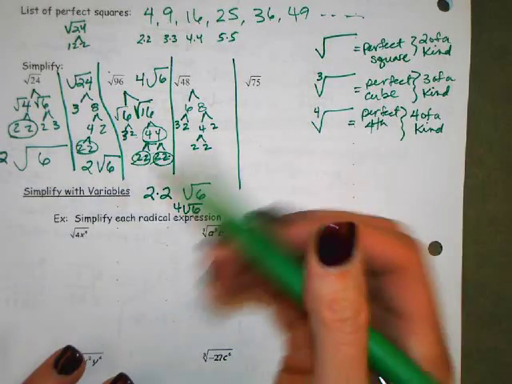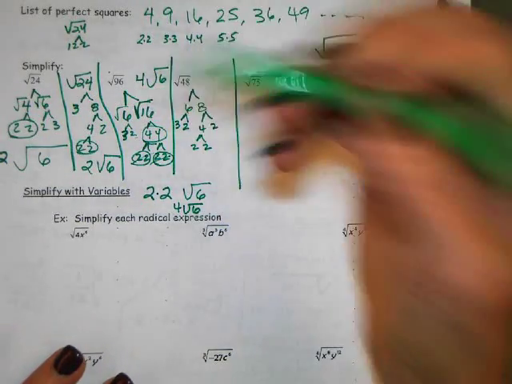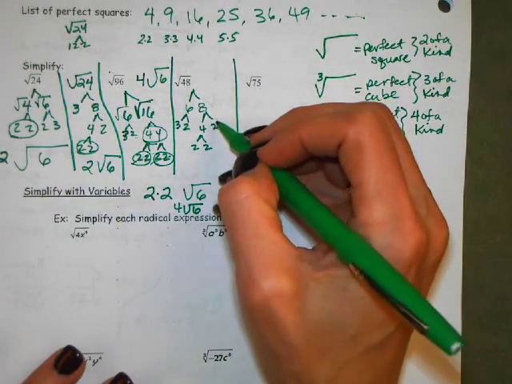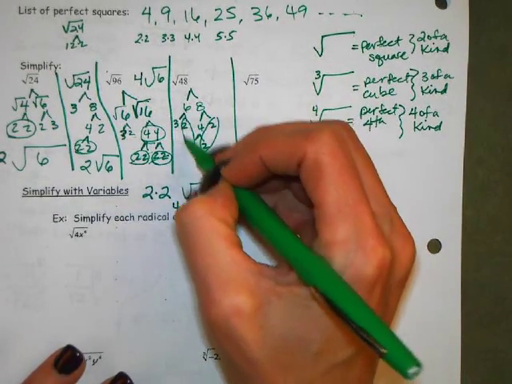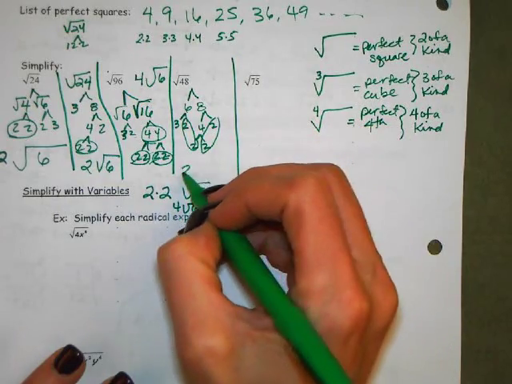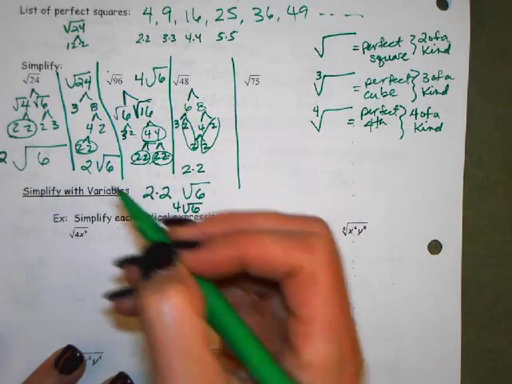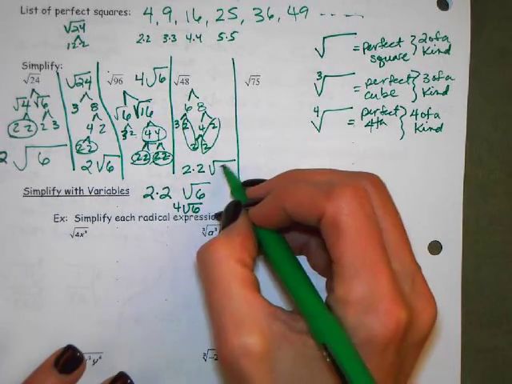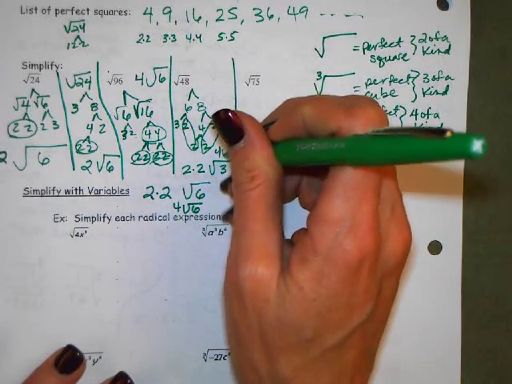Okay? So now I'm looking for an index of 2, so I'm looking for pairs of 2 numbers to pull out. I have a set of 2 here, and I have a set of 2 here. So that's 2 times 2 I'm pulling to my left. And then underneath my radical sign, I'm left over with just 3. So this becomes 4 square roots of 3.